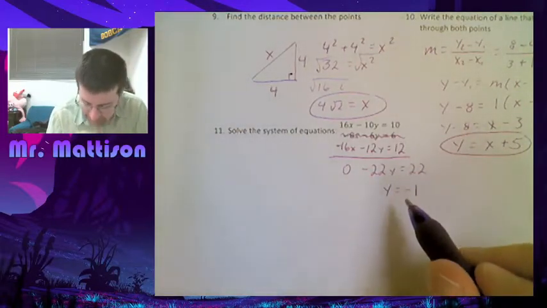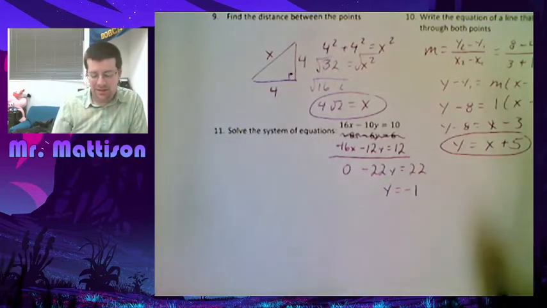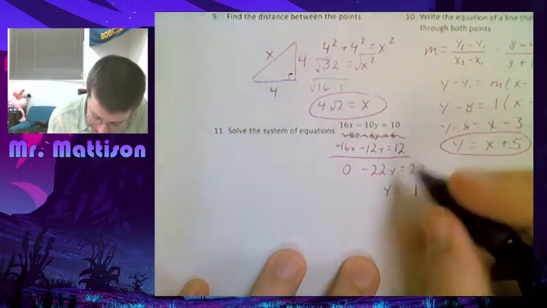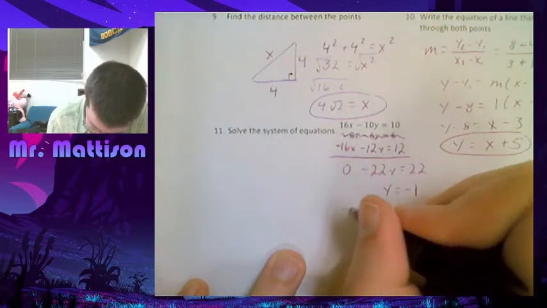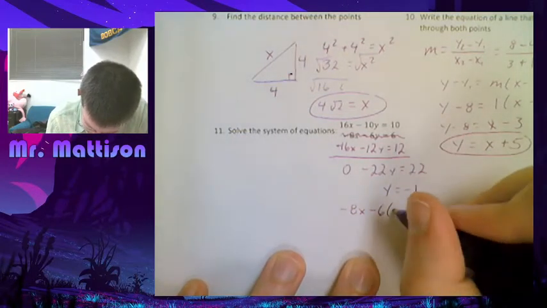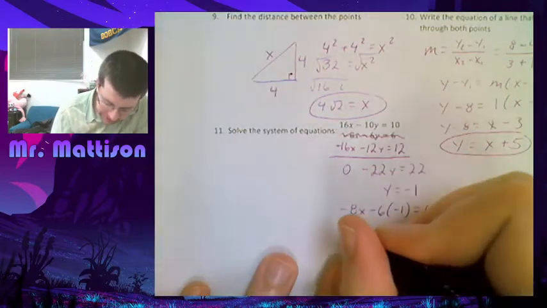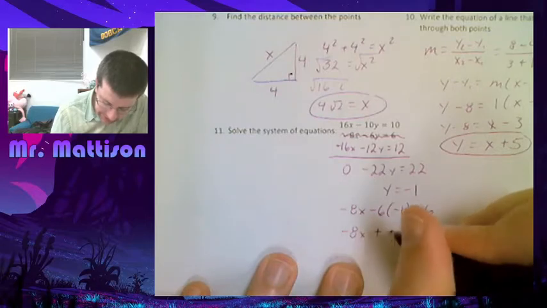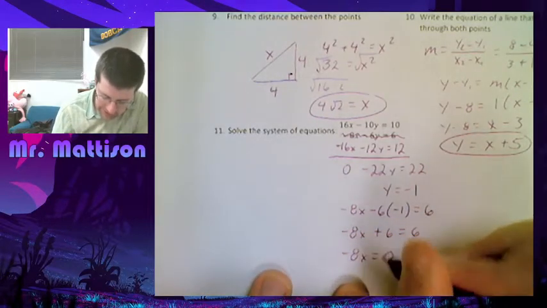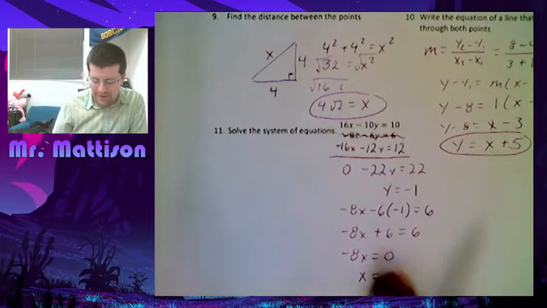So then to find the x, I can plug this into any one of these. The one that's going to be the easiest is one that I crossed out, which is why I didn't erase it and really scribble it out. So I plug that in for the y, I will get negative 8x minus 6 times negative 1 equals 6. So that's negative 8x plus 6 equals 6. Subtract 6, negative 8x equals 0. Divide by negative 8, x is 0. Okay. So I have my x, I have my y.